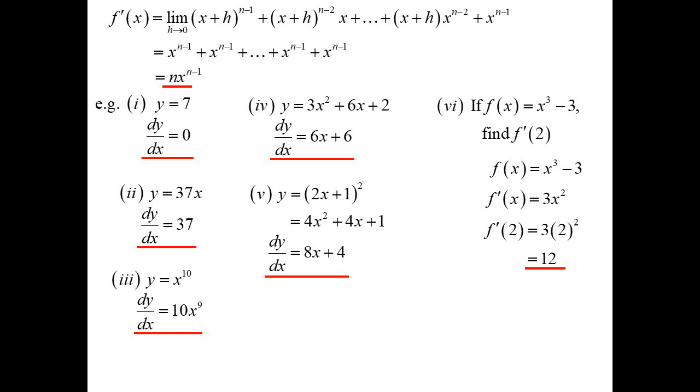We get the answer 12. Setting out now becomes really important. You don't just write down 3x squared. You've got to distinguish between the two. This is the function, this is the gradient function. You label it so we know which one is which.